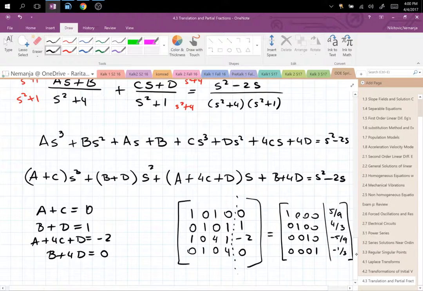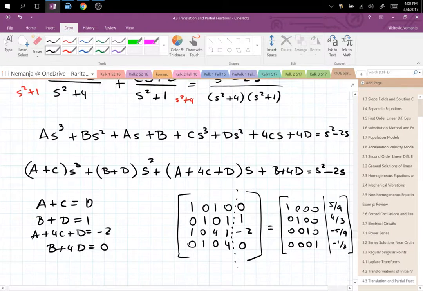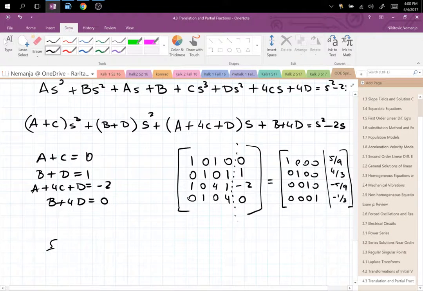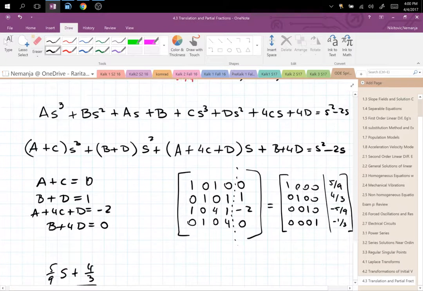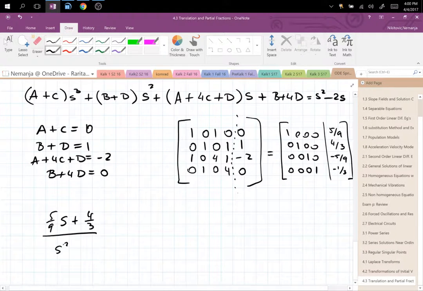So now that gives us 5 9ths s plus 4 thirds divided by s squared plus 4, plus, or actually I should put minus 5 over 9 s plus 1/3 divided by s squared plus 1. So just be careful that you're plugging in a and b exactly where they belong.